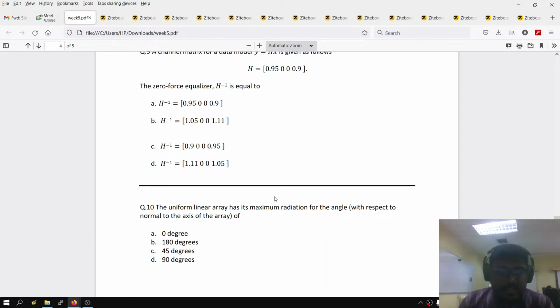And the last question: the uniform linear array has its maximum radiation for the angle of. If it is a uniform linear array, as I taught in the lectures, the maximum radiation will happen at the angle of 90 degrees. You can follow up on the lectures, and if you need more discussion, I will discuss it in the next class if you have any doubt about this. So this is for today's class.